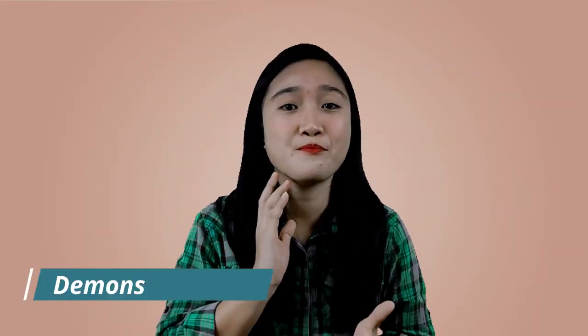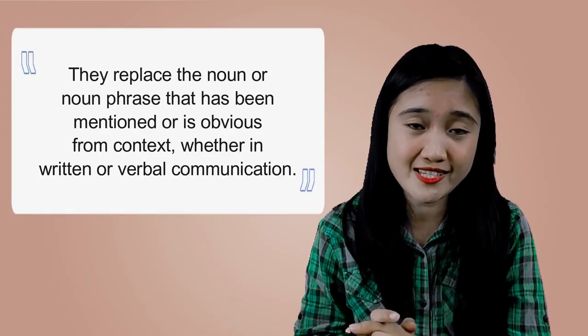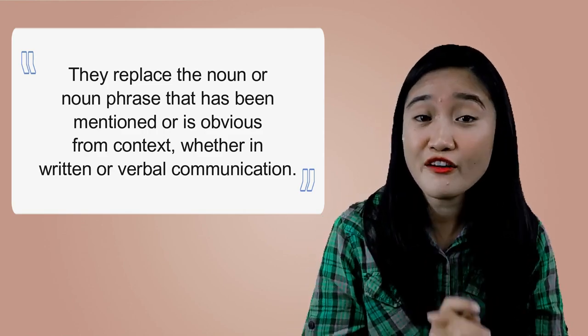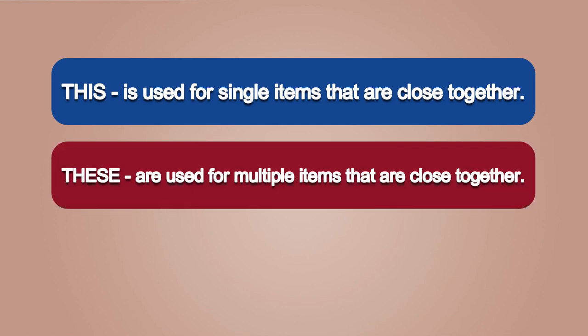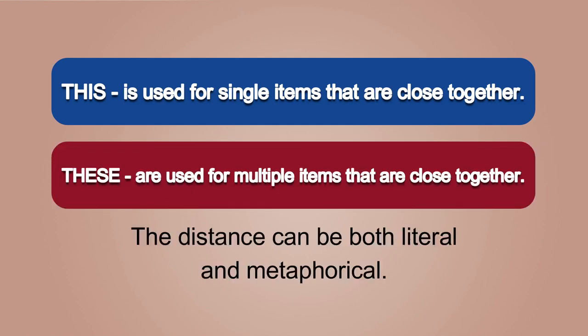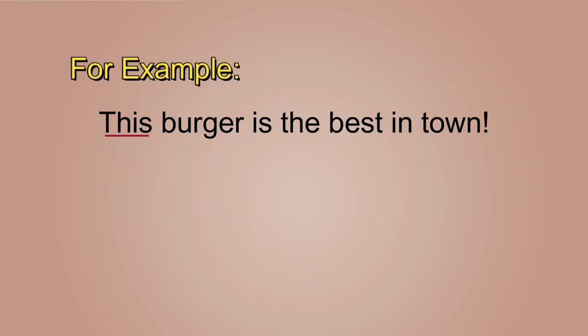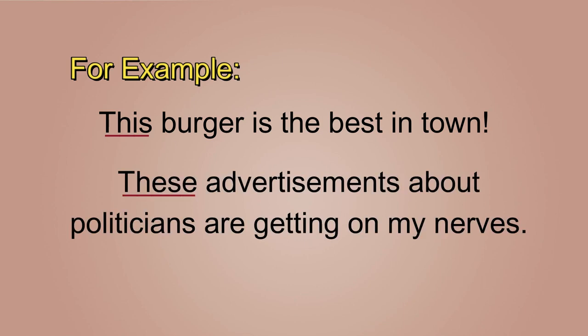Let's proceed to demonstrative pronouns. Demonstrative pronouns include that, this, these, and those. They replace the noun or noun phrase that has been mentioned or is obvious from context, whether in written or in verbal communication. This is used for single items that are close together, while these is used for multiple items that are close together. The distance can be both literal and metaphorical. For example, this burger is the best in town. Another example, these advertisements about politicians are getting on my nerves.